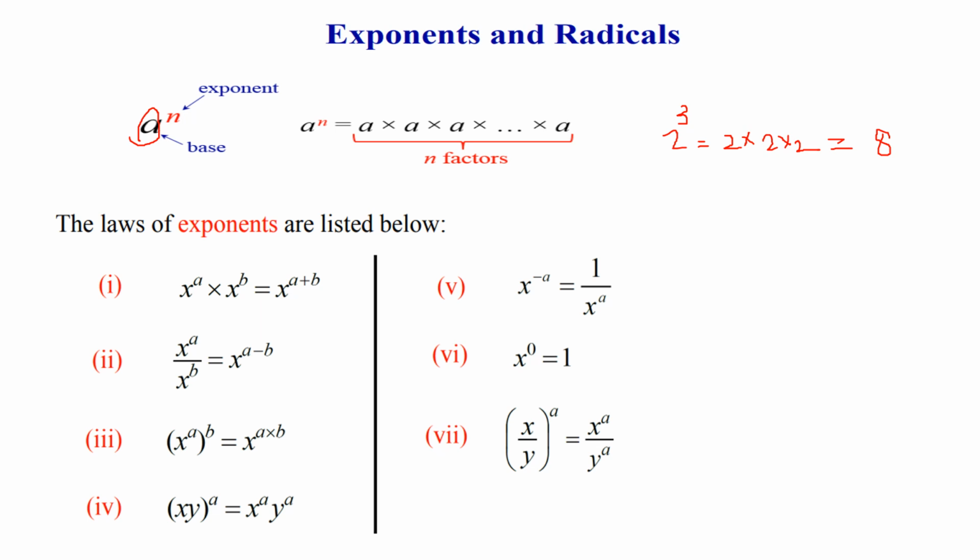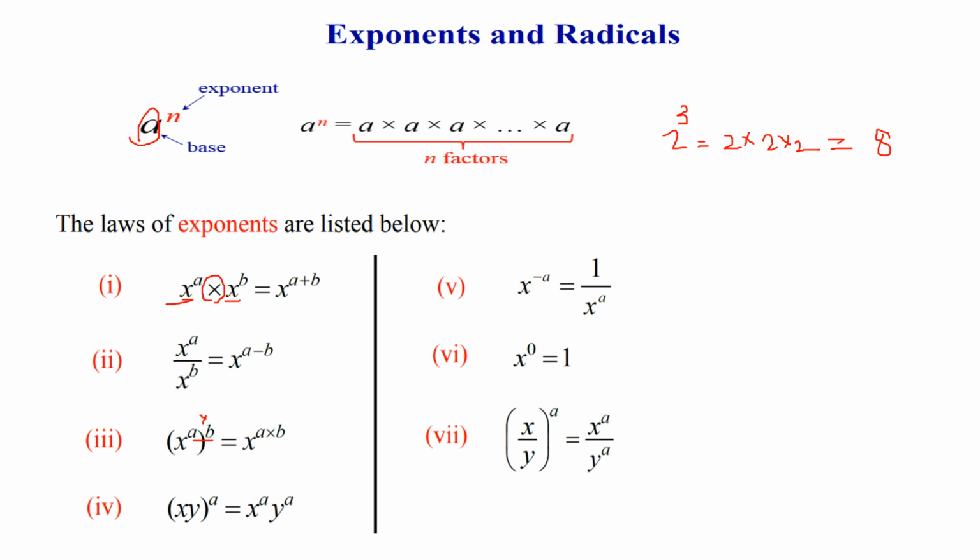x power a times x power b is x power a plus b. So when the function is multiplied with the same base, the powers will be added. And when the function is divided, the powers are subtracted, a minus b. x power a divided by x power b is x power a minus b. And x power a, the whole power b, will become x power a times b. So whenever you have two powers, they can be multiplied together.